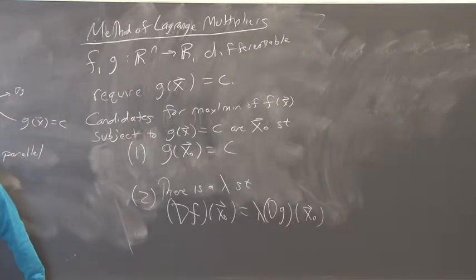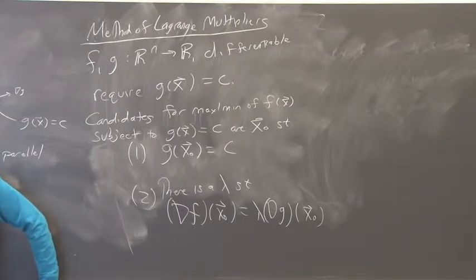So that's the more interesting condition: at a candidate, the gradient of f and the gradient of g are parallel. What does it mean for two vectors to be parallel? They point in the same direction, but they can have different lengths. How do you rescale the length of a vector? You multiply it by a number. If I want it to be 5 times larger, I multiply by 5. If I want it to be 6 times larger, I multiply by 6.